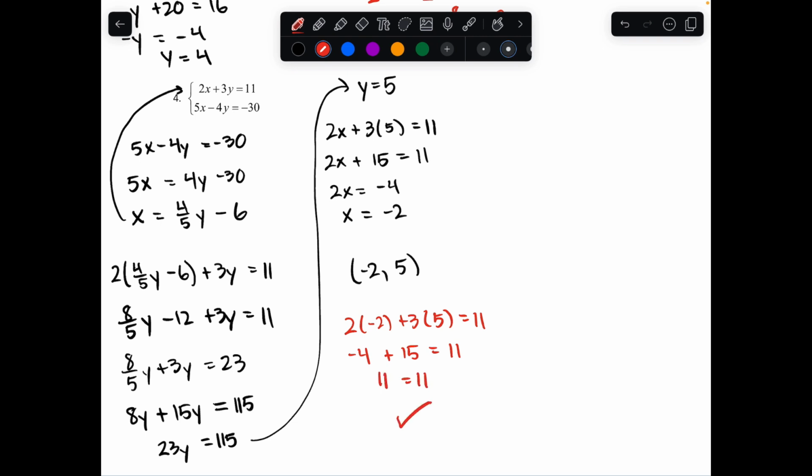That's a true statement. Now our bottom equation, we have 5 times negative 2 minus 4 times 5 is equal to negative 30. So we have negative 10 minus 20 is equal to negative 30. Negative 10 minus 20 is going to be negative 30, and hence negative 30 is equal to negative 30. That is a true statement, so our solution really is a solution.